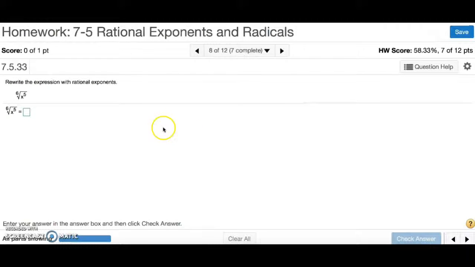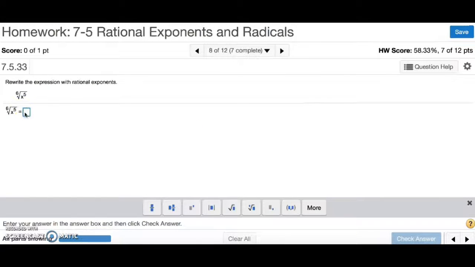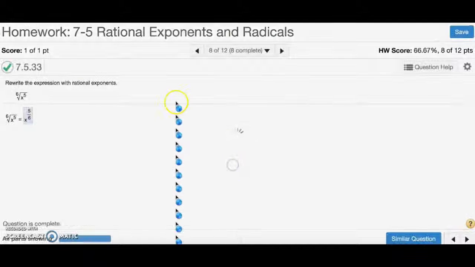Number 8, same deal. We have a power of 5 and the root of 6. Root goes at the bottom of a fraction, and the power goes on top, so you have x to the 5 over 6. That is number 8.